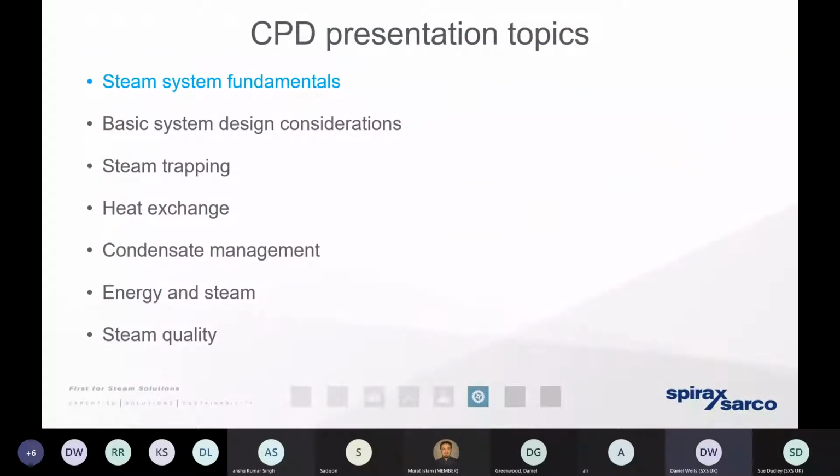So as Murat mentioned, this evening's presentation is the first in a series of 7 different CIBSE approved CPD presentations that we offer on the wider steam and condensate loop. But this evening, we're going to go back to basics. We're going to start at the very, very beginning to understand the fundamentals of steam, the properties of steam. And we're going to understand the importance of ensuring that we generate steam so that it leaves the boiler house in the best possible condition.